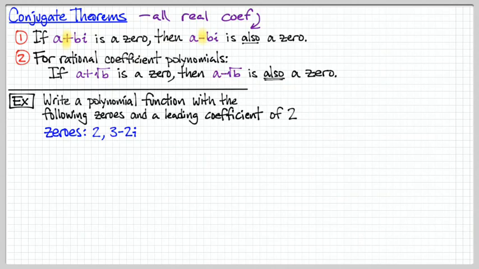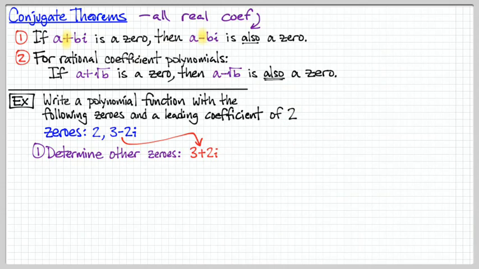So we can apply this. Let's write a polynomial function with a 0 at 2, a 0 at 3 minus 2i, and a leading coefficient of 2. So first of all, we recognize there must be another 0. We must have its conjugate pair.